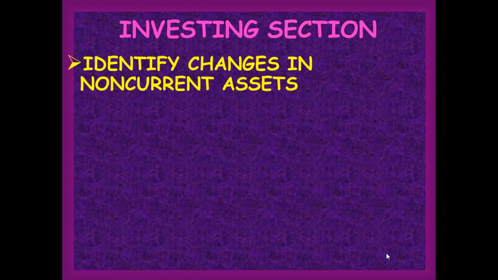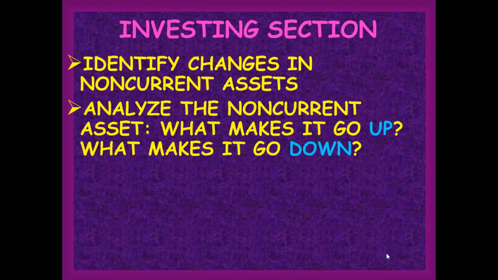In the investing section, we're going to look at the changes in my non-current assets. And the main thing we're going to see here is my property, plant, and equipment. Let's think about, for example, building. What makes the building account go up? When I buy more building, right? If I buy more building, what happens to cash? It goes down or out, so I'm going to subtract them.